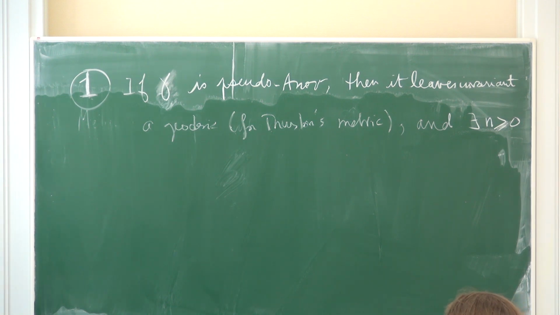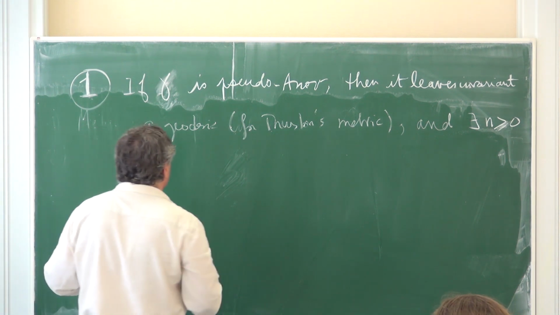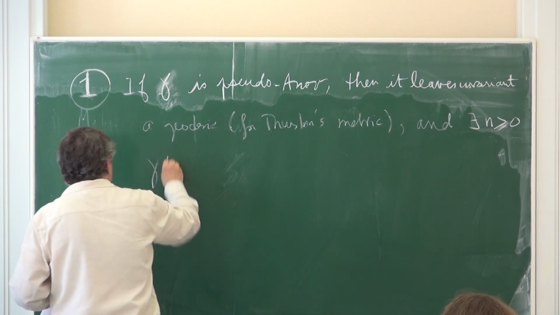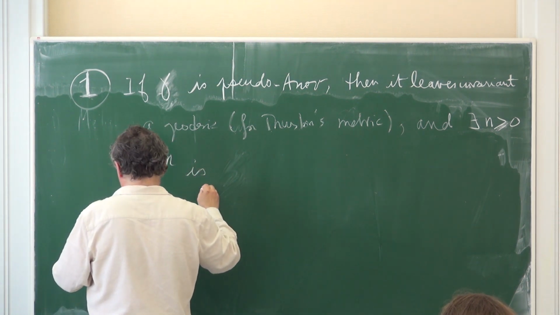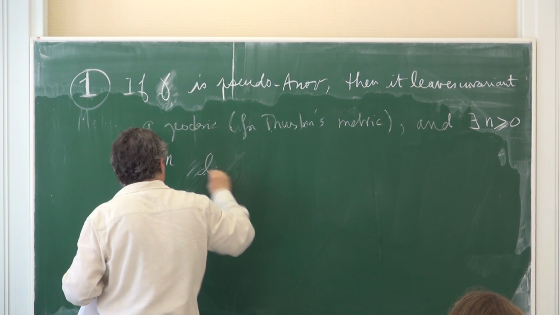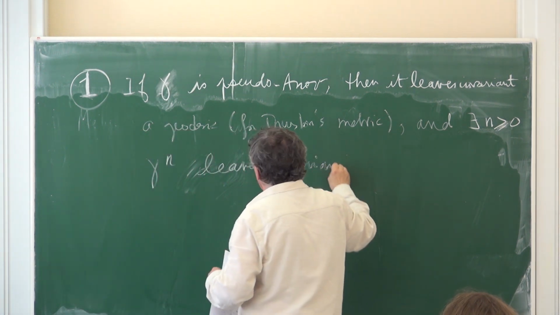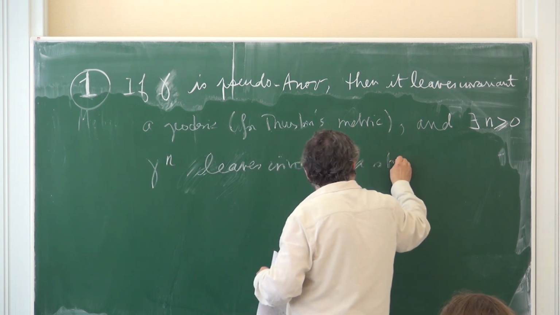So there exists an n such that gamma to the n leaves invariant a stretch line.